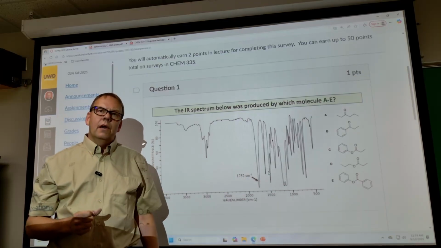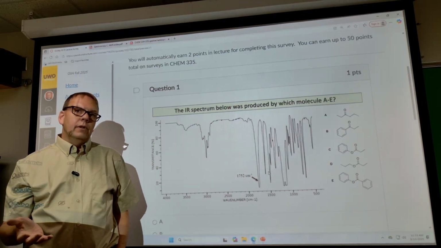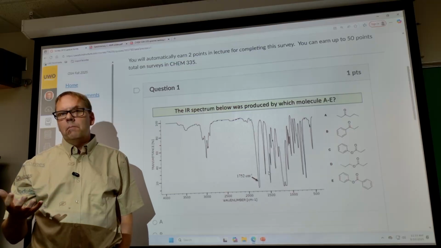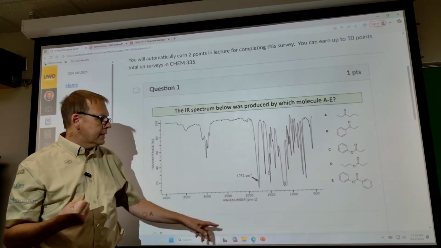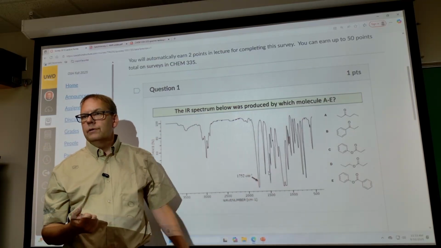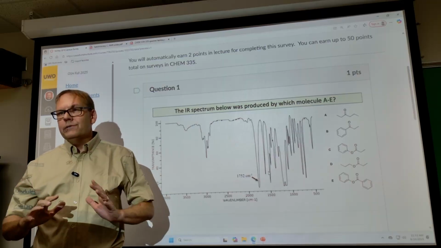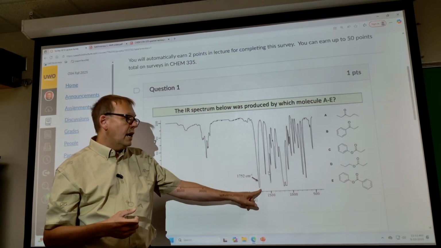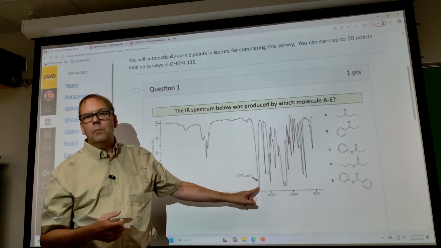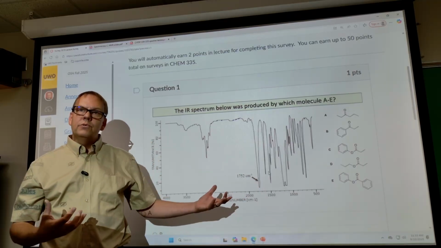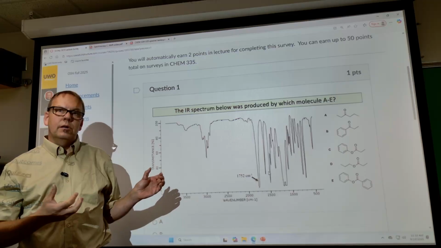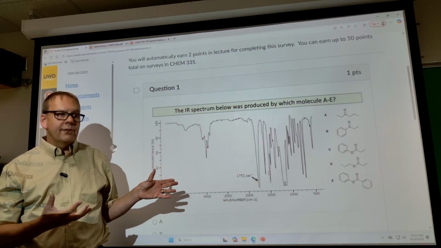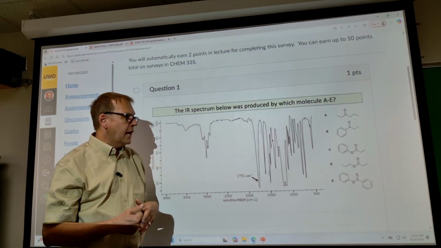inverse centimeters. If you take a look at your table and try to find something that matches well, that looks like a C double bond O of an ester. They're really strong, and they're in this region. It's probably not a ketone or an aldehyde or a carboxylic acid, because those have lower frequencies, like 1710. But 1752 seems like ester.